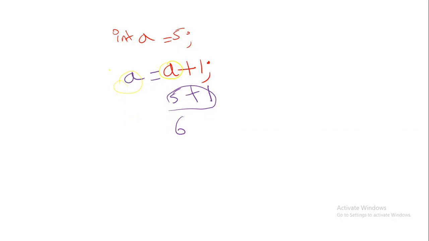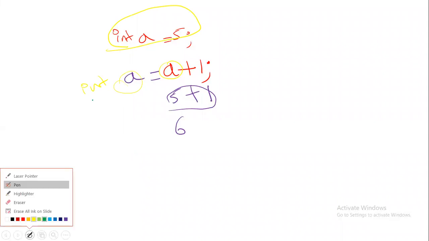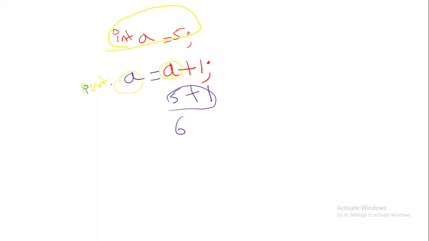Many people will write int A equals to 5, and again they will write int A equals to A plus 1. That you should not do. This declaration, int A, has to be done only once, not again and again. I hope you already know this from yesterday's class.